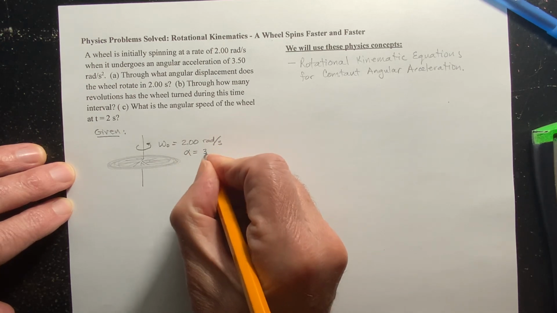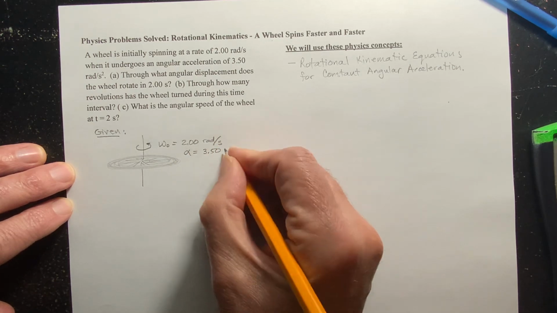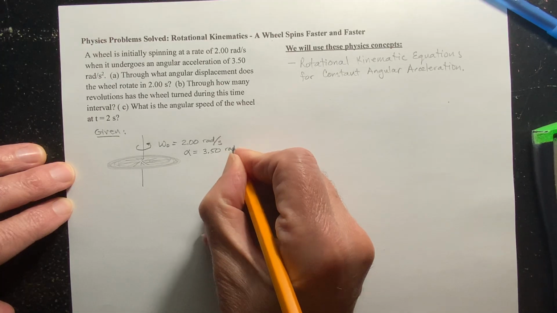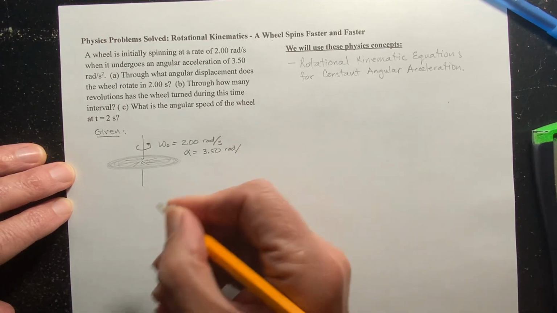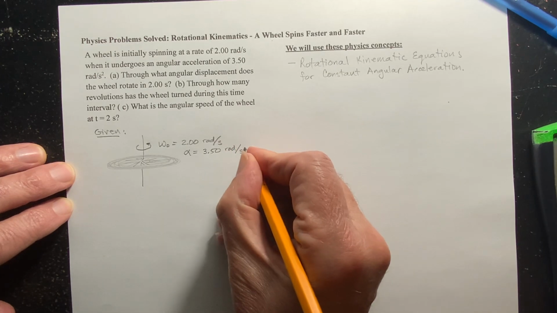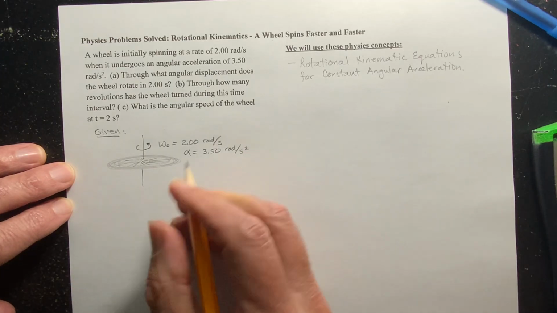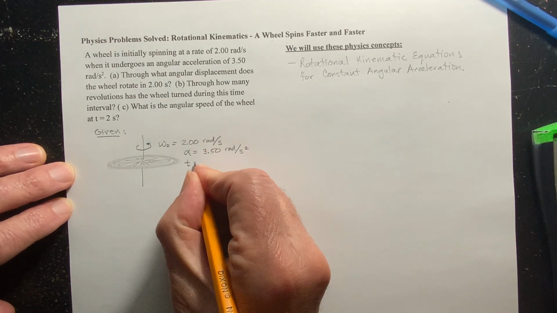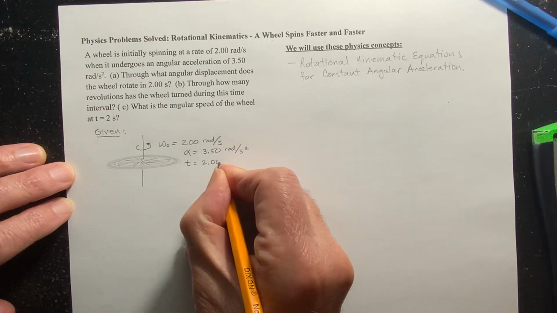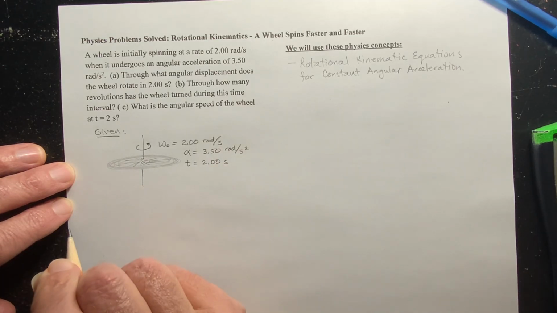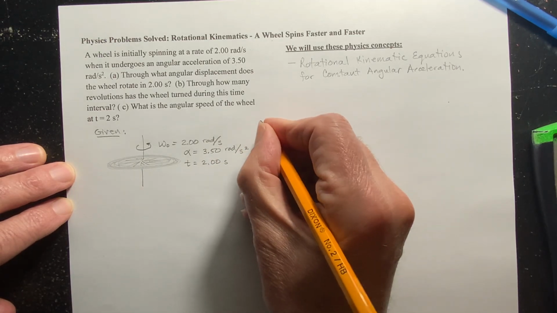Okay, and it has an angular acceleration of 3.50 radians per second every second, or radians per second squared. And then it's going to do this for a total time of 2 seconds. Okay, and what are we trying to find?